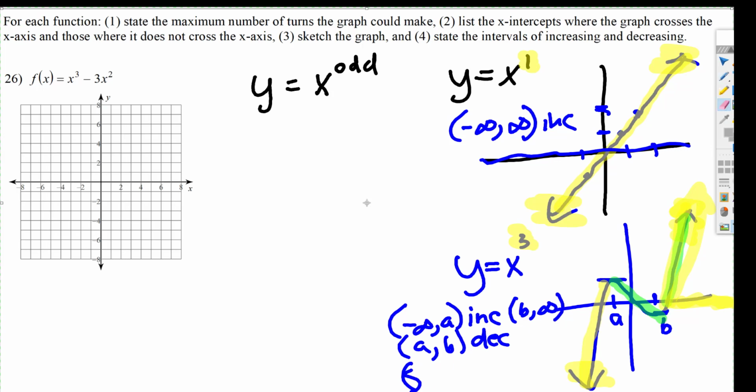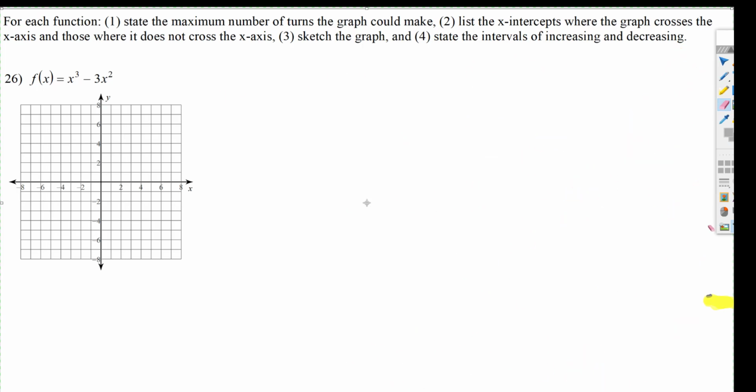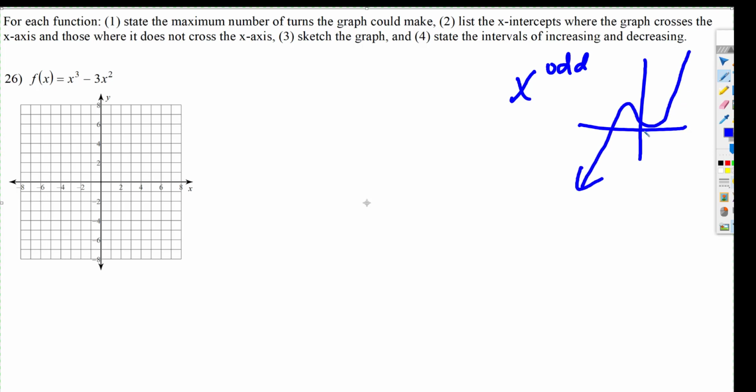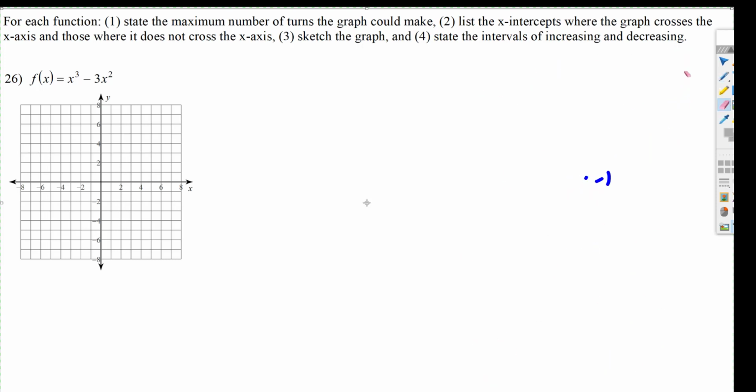All right, so I'm going to clear all this out. What do we determine so far? That if it's x to the odd, the endpoints will be going in opposite directions. When it's x to the even, like x squared, the endpoints are going in the same direction. So if you had a negative x to the even, it would be turned upside down, but look, the endpoints are going in the same direction. All right, let's get started on an example.